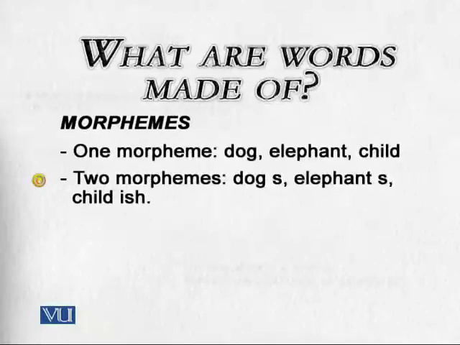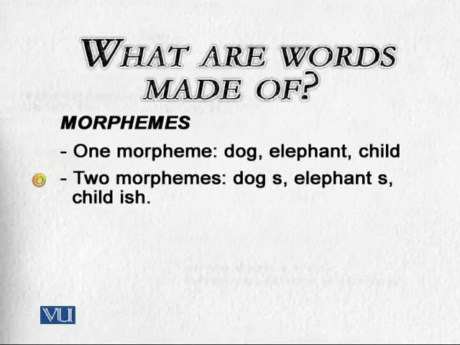One more example before I move ahead. Let's say child is one word, and it has one morpheme in it. We can combine child and make its plural, for example, children, or let's say childish. Now, childish is composed of two morphemes. One is child, and then ish, the second morpheme put together, and the word is composed of two morphemes.